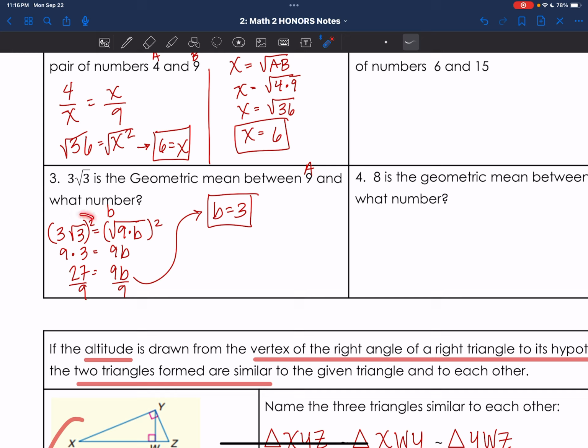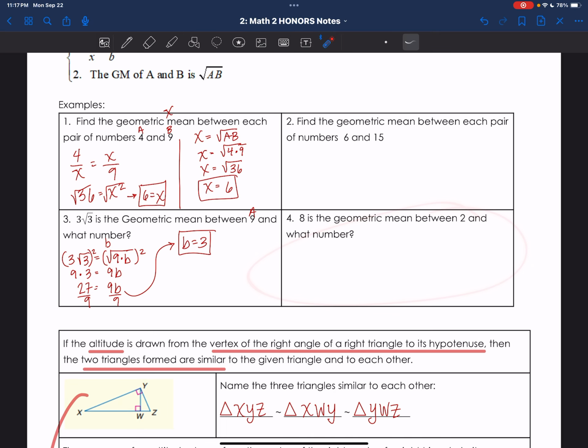So remember, if you're doing 3 root 3 squared, that's 3 squared, which is 9, and then square root of 3 times square root of 3 gives you 3. And then again, the square and the root cancel each other out. So you're just left with 9b, and then divide both sides by 9, and you get b equals 3. So now, I want you to go ahead and try that one.